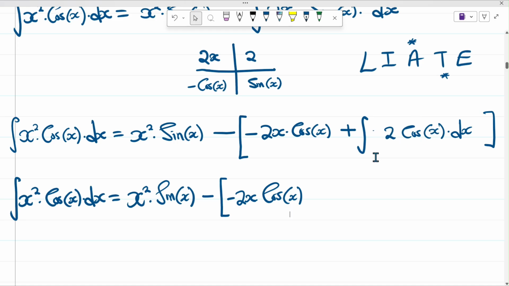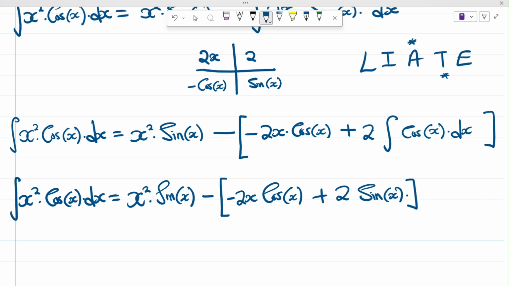Of course, we can also take this 2 out. Let's take the 2 outside the integral. So it's going to be 2 integral of cos of x. So when we integrate cos of x, what do we get? We get positive sine of x, right? So it's going to be plus 2 sine of x. And then that's it. And then we close. We write our plus c.